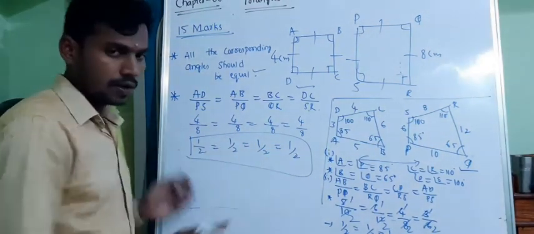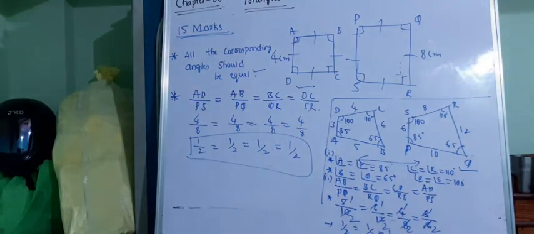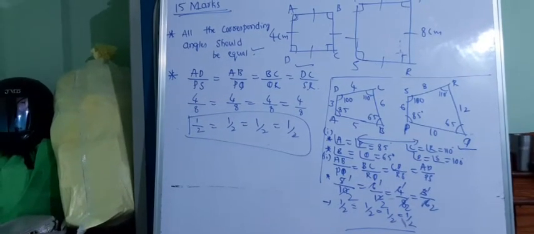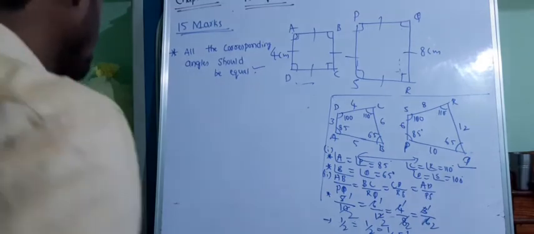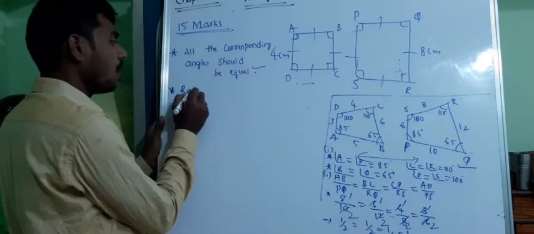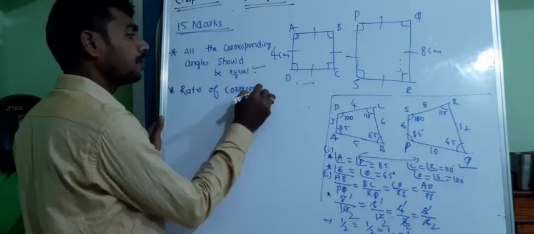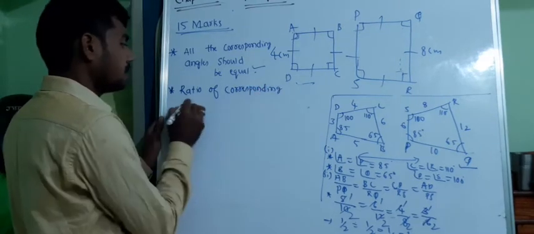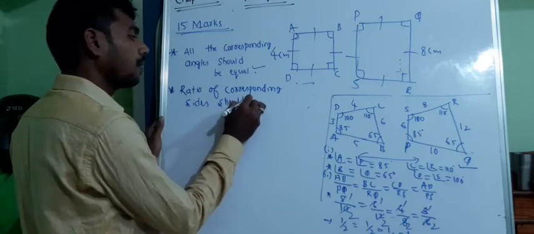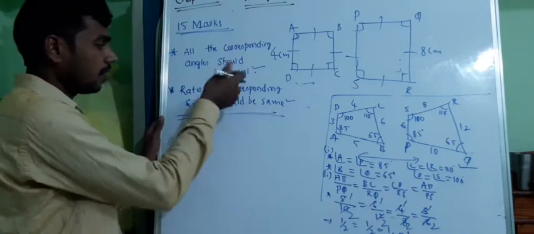Please note this down. The second criterion I stated, but I didn't mention it. What is the second criterion? The ratio of corresponding sides should be the same. These are the two conditions. Please note this down. I forgot to mention it.